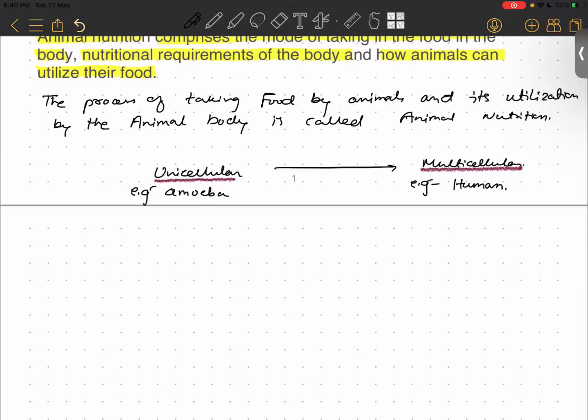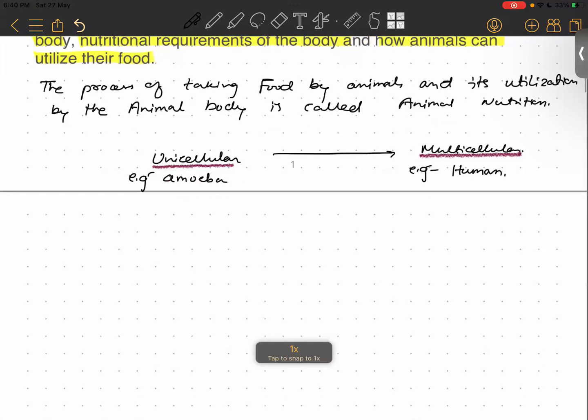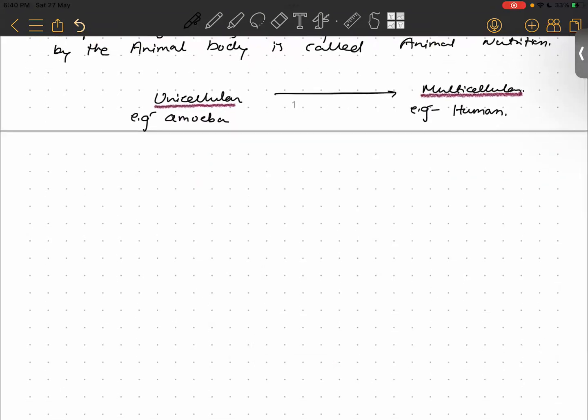Now, the nutrition which the animal takes in the form of food must go through some processes in the body of the animal. So there are some steps that take place in the body of the animal. Those steps are mainly what? The first thing you must have studied is that when you eat the food, it is simply called ingestion.